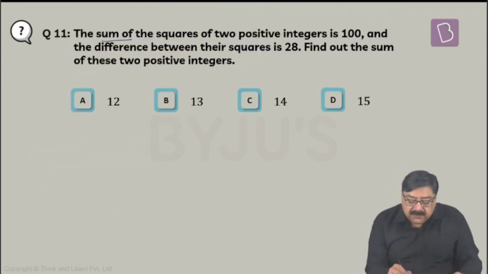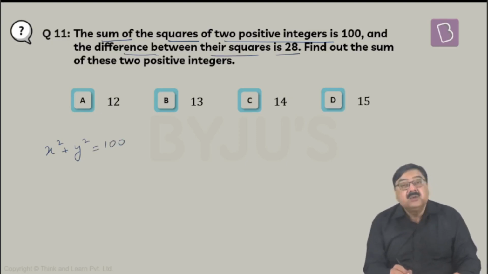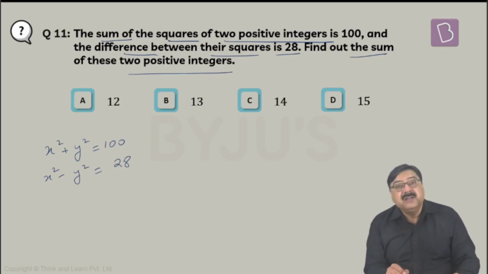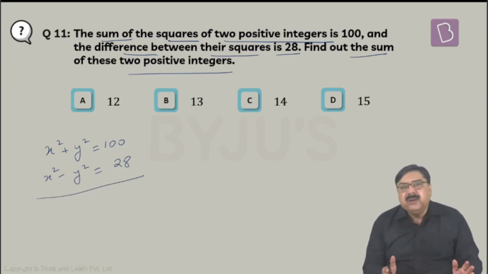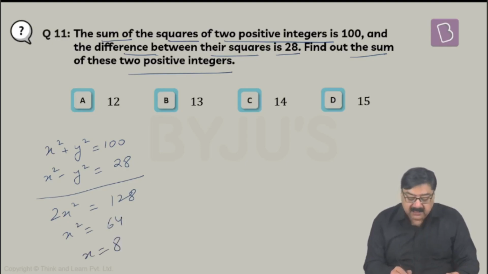Now the sum of the squares of two positive integers is 100. Let us say x square plus y square is 100. And the difference between their squares is 28. x square minus y square is 28. Now find out the sum of these two positive integers. So you can solve it by doing equations. I'll tell you another method also. So adding these two up, you get 2x square is equal to 128. x square equals 64. So the value of x here is 8.